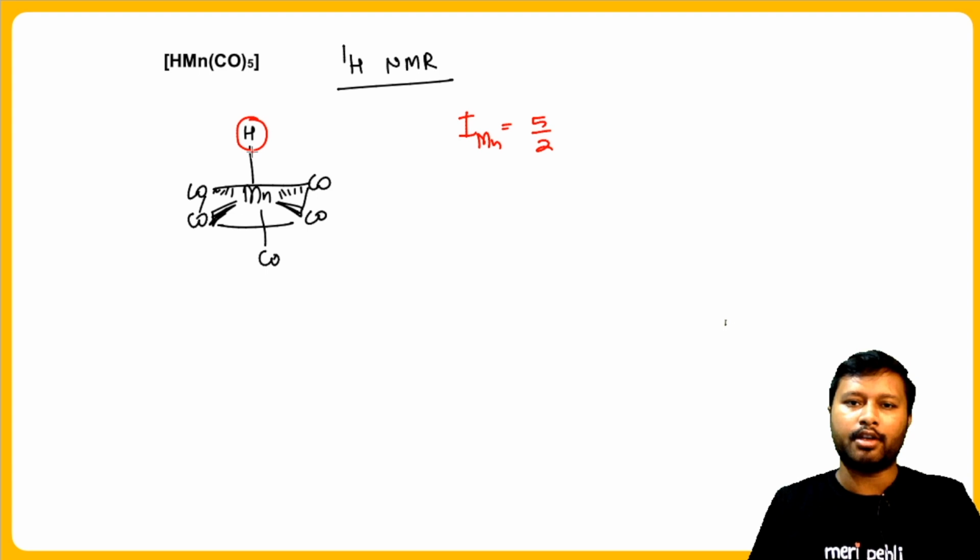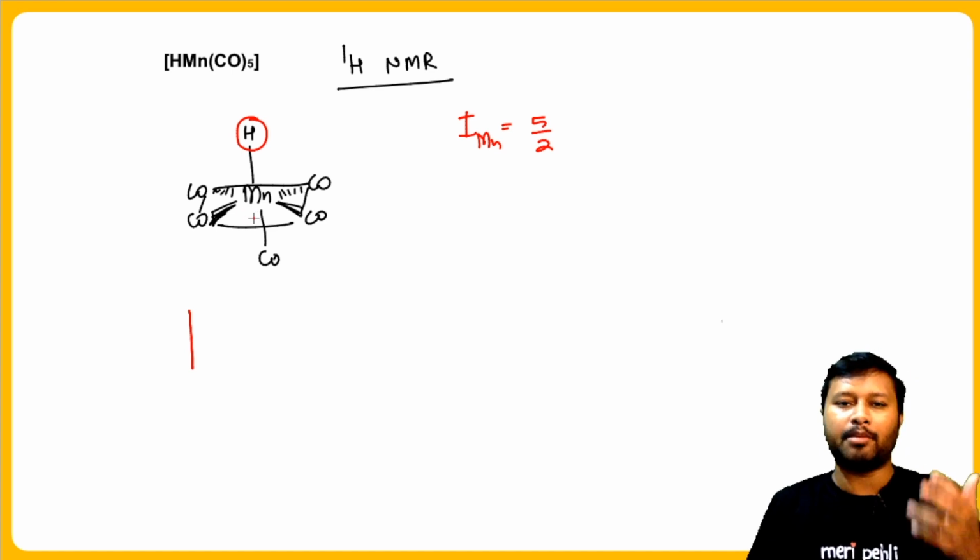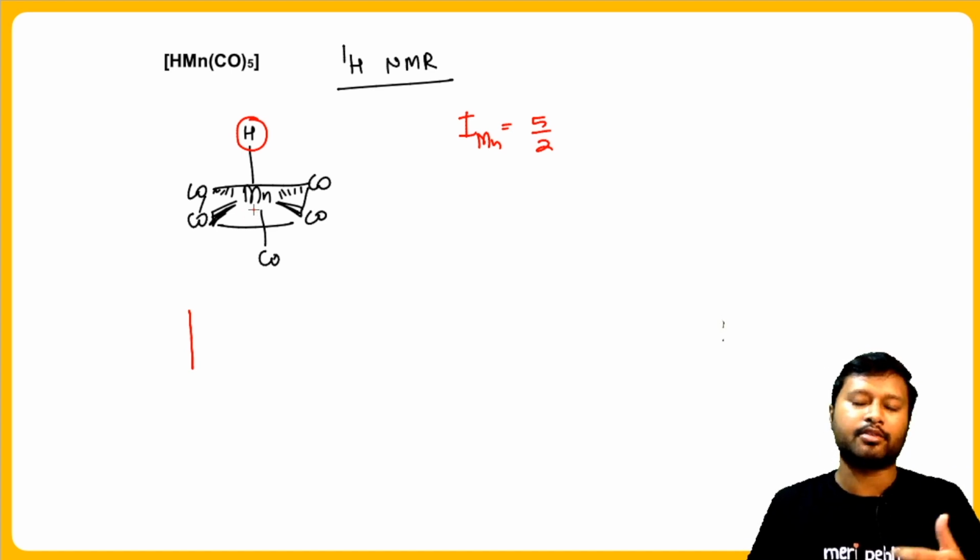Now this proton, if there would be nothing over here, would have simply given you a singlet because there is nothing attached to it. But now since manganese is there, 1J coupling is happening, and because of that 1J coupling, this manganese is going to split up the peak.